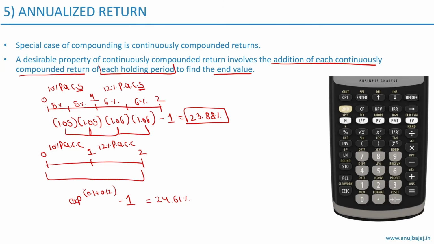You can see that when we had semi-annual compounding, we needed to multiply each period's return. But when we had continuously compounded return, we simply added each year's return and we took exponential of it. So this is one desirable property where we add each continuously compounded return of each holding period to find the end value or to find the holding period return.